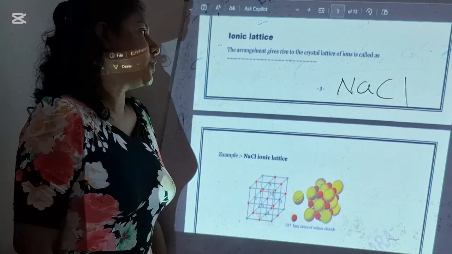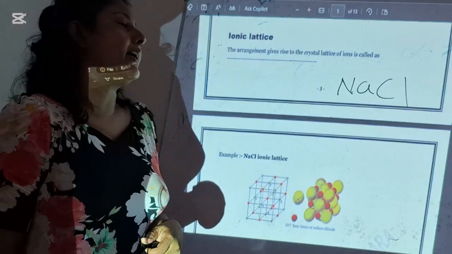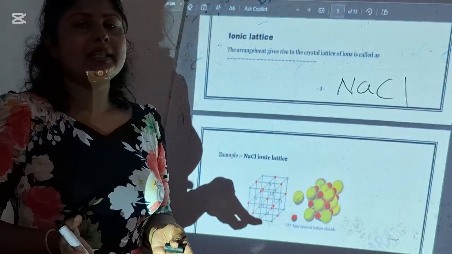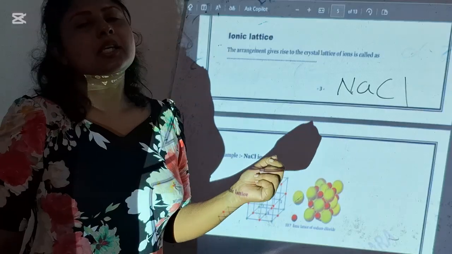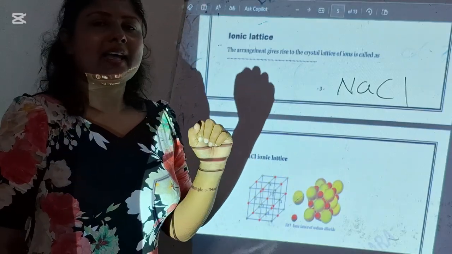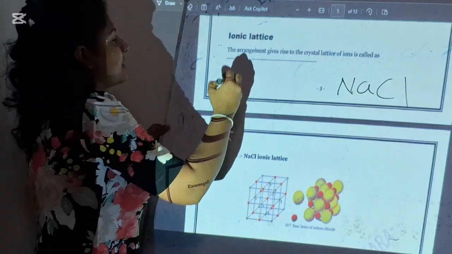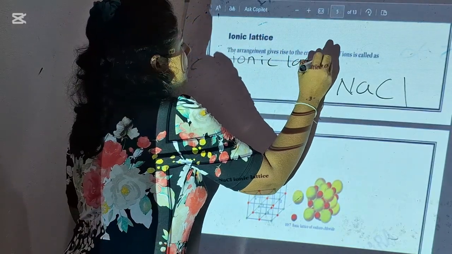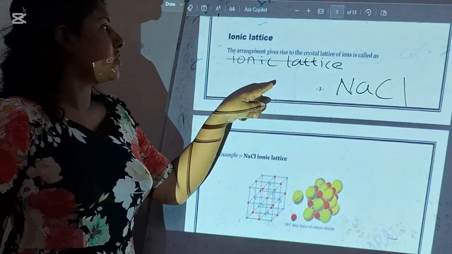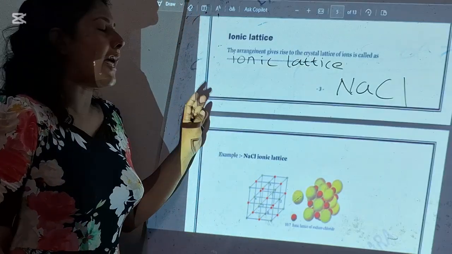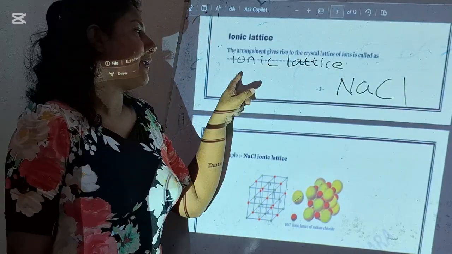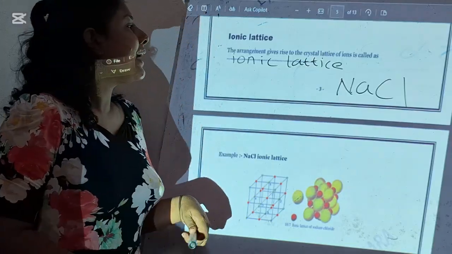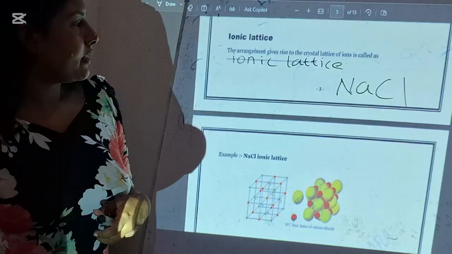The arrangement gives rise to the crystal lattice of ions. මේ ions තියෙන්නේ crystal lattice වල. These lattices we call ionic lattices. The arrangement that gives rise to the crystal lattice of ions is called an ionic lattice. Ionic lattice එකක් කියලා කියන්නේ මෙන්න මේ වගේ arrangement එකකට. This kind of crystal lattice arrangement.